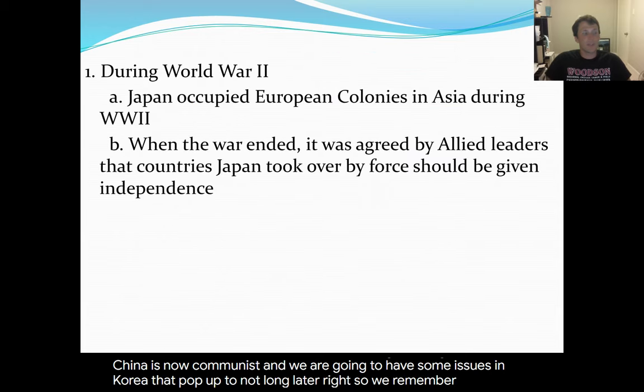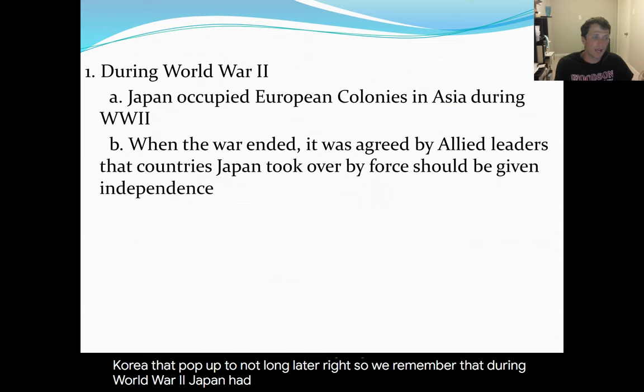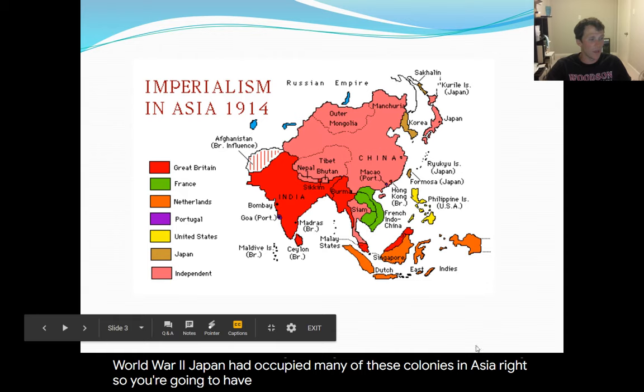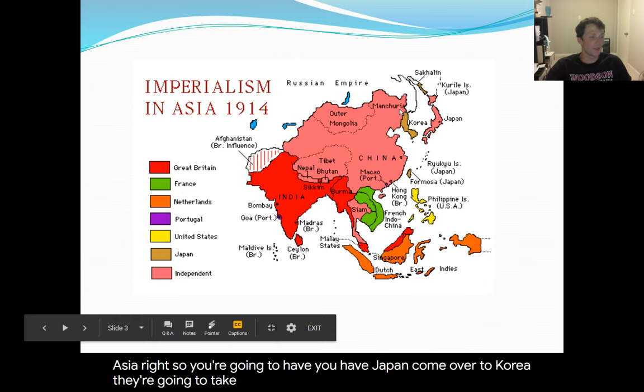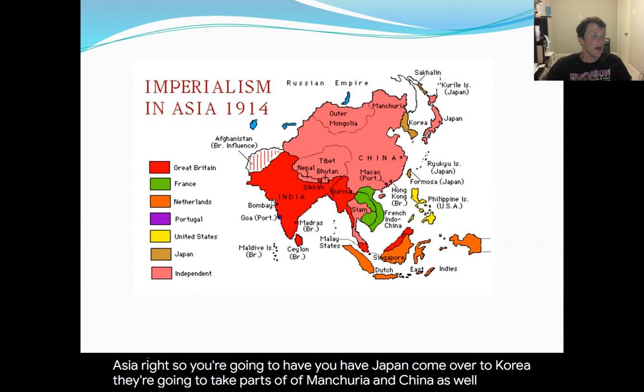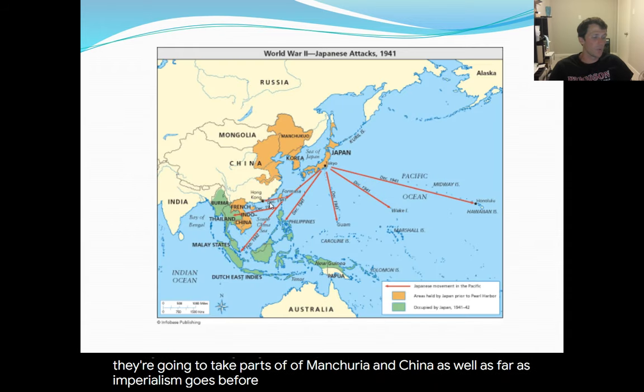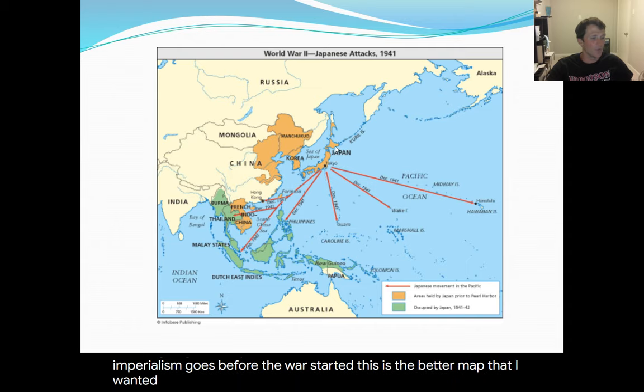So we remember that during World War II, Japan had occupied many of these colonies in Asia, right? So Japan had come over to Korea. They're going to take parts of Manchuria and China as well. As far as imperialism goes before the war, sorry, this was the better map that I wanted. You can see where they're going to take prior to Pearl Harbor anyway.